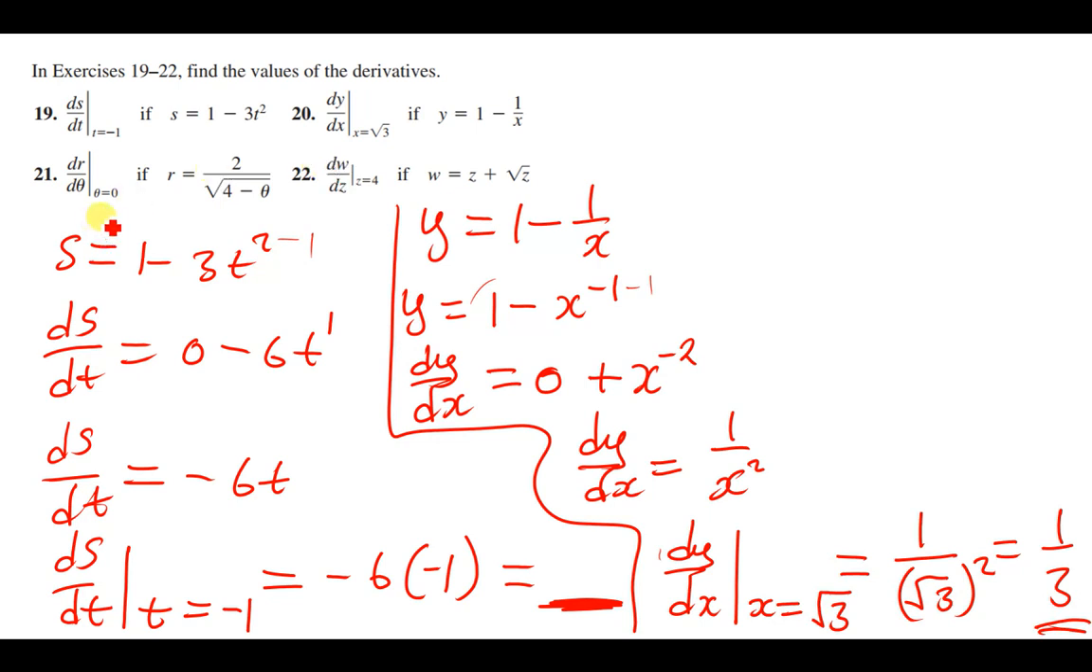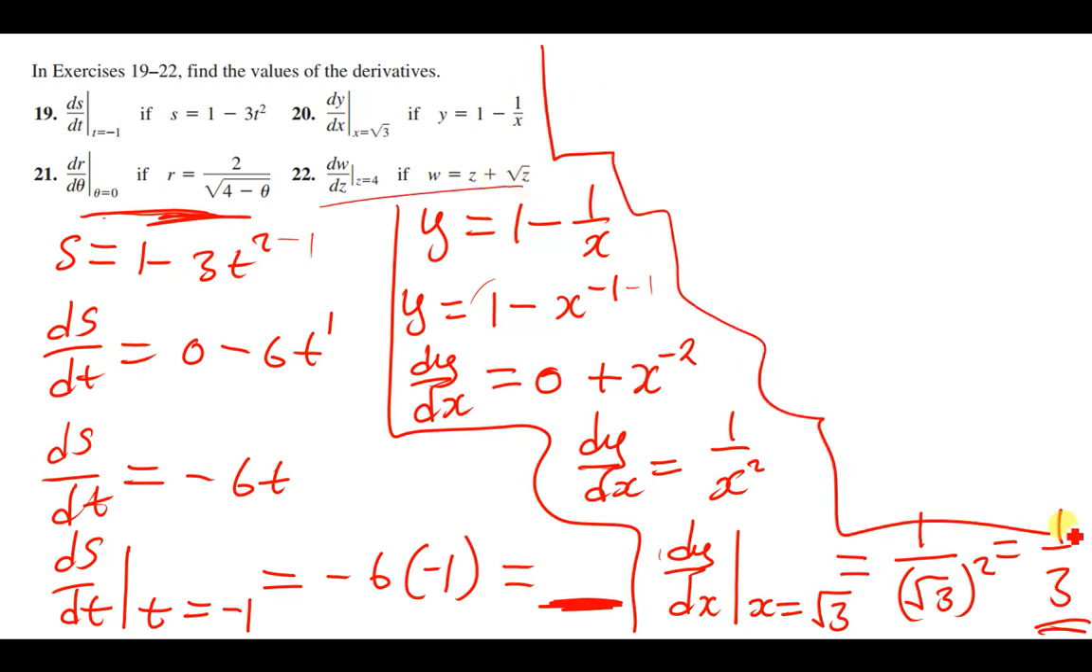So let's quickly move on to this one. I'll leave one question for you to practice. I'm going to do this one, and then you send the solution for this one as a practice exercise.